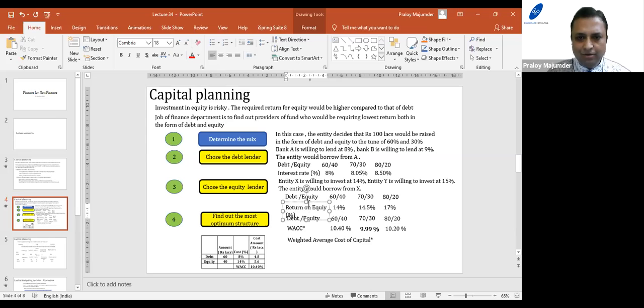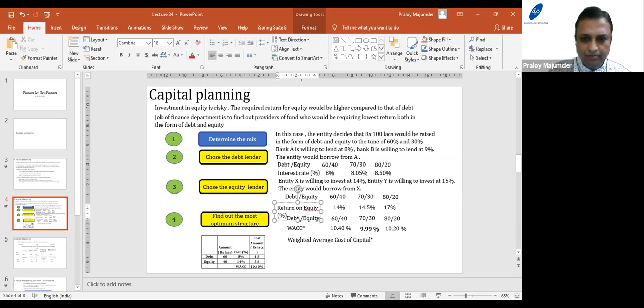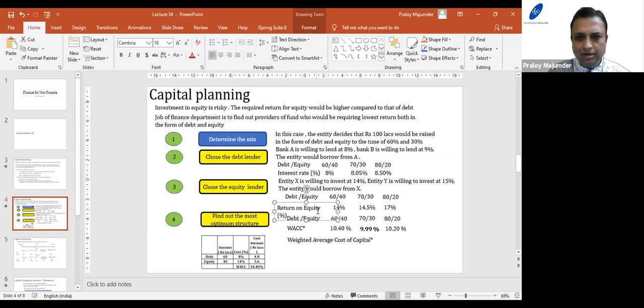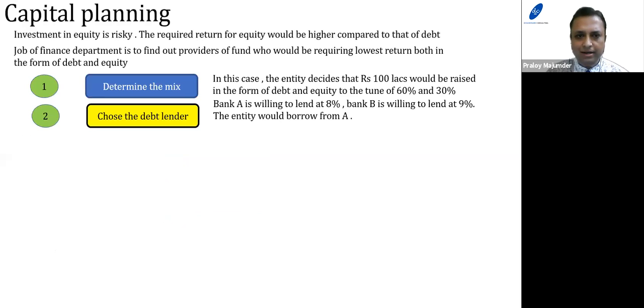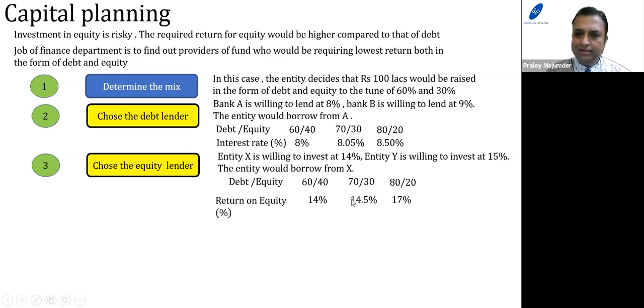So if you look at the return on equity part, this is the return on equity, and it would be in percentage. Now we will calculate the return on equity. Interest rate is this. Now you look at it. Return on equity is 14 for 60-40, 14.5 for 70-30, and 17 for 80-20. Why? Because at 80-20, the equity holder is treating that entity as one where a very sharp increase in riskiness has happened. So that's why it will require more return.